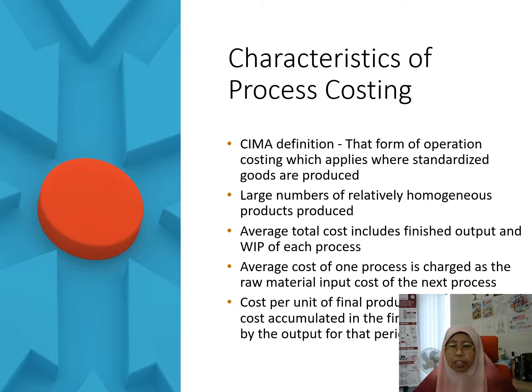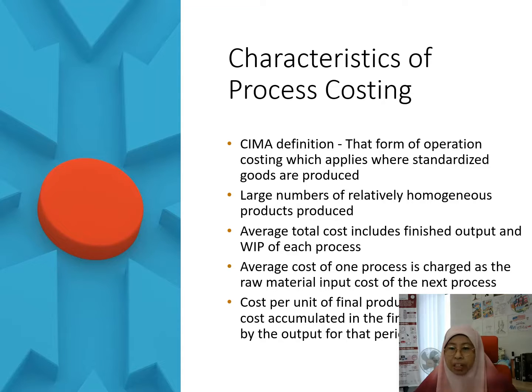According to CIMA, the professional body governing management accounting, the characteristics of process costing are as follows. The CIMA definition says that process costing is a form of operation costing which applies where standardized goods are produced. Since it is standardized goods, it usually involves a large number of relatively homogeneous products produced. Homogeneous means similar products produced.